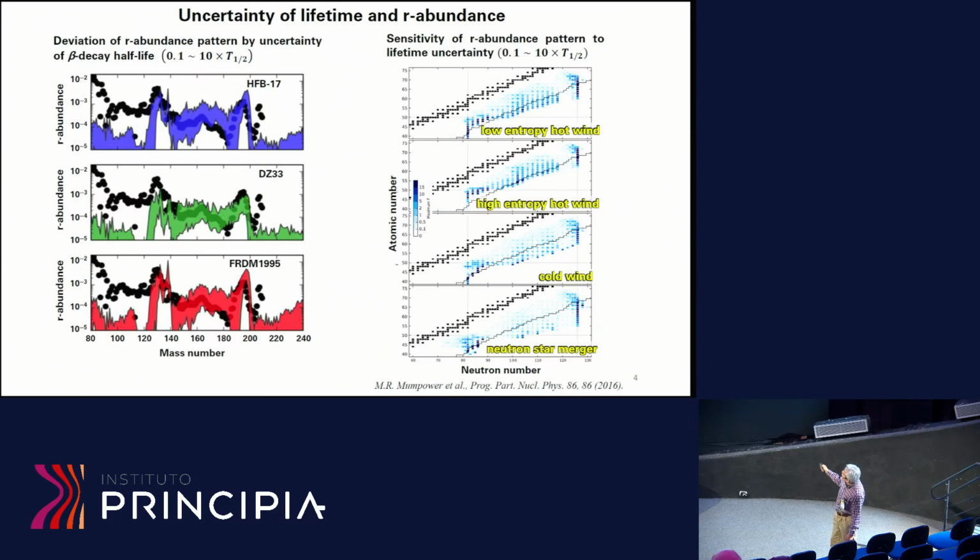This figure shows the sensitivity of the r-process abundance pattern to lifetime uncertainty for different astrophysical models for the r-process. Each model shows the significance of the N equal 126 nuclei for the abundance patterns.